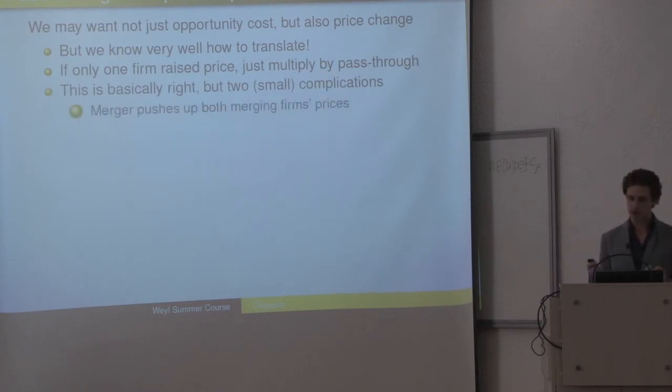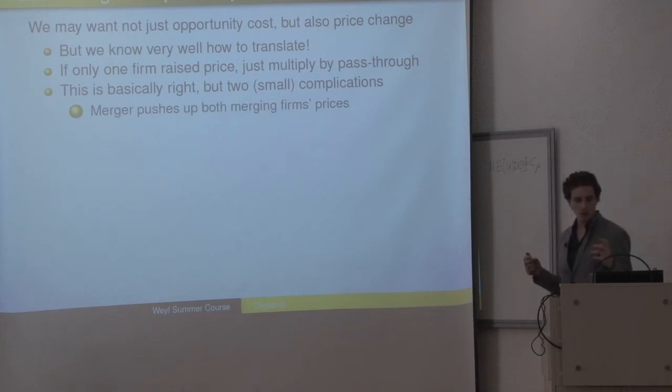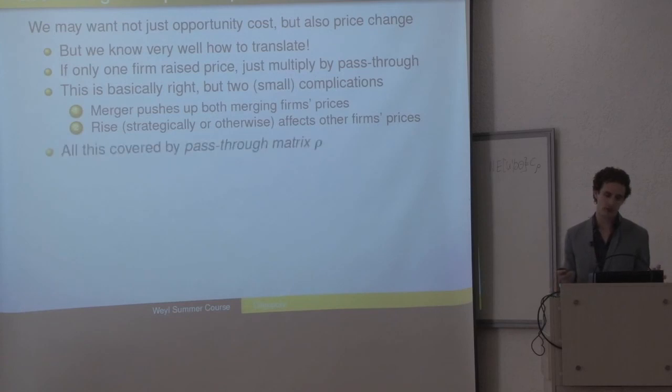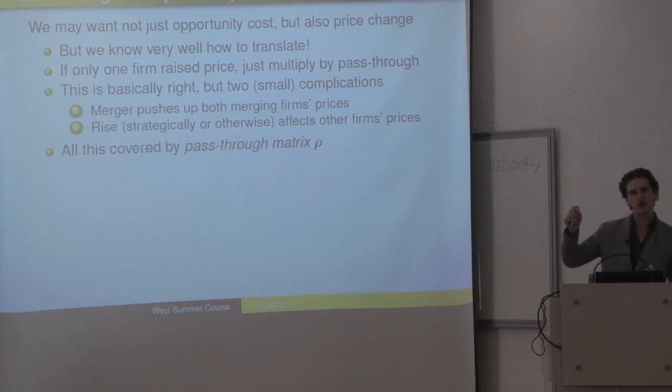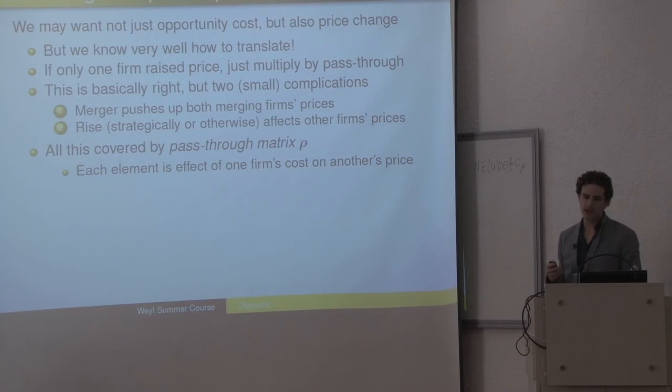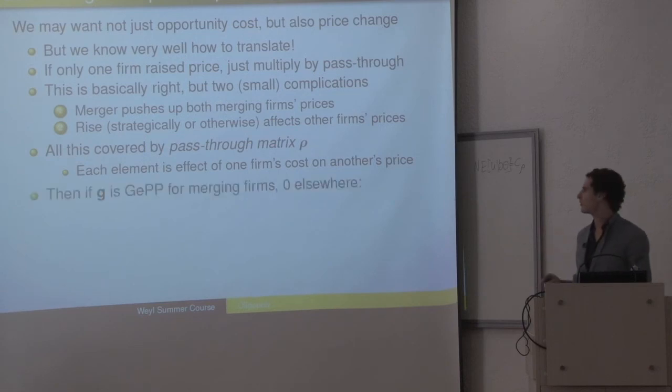There are only two small complications here, which is that when two firms merge, that pushes up the prices of both of those two merging firms, not just one of them. And it may affect the optimal prices for the other firms. So when the costs of these two firms go up, they both go up at the same time, and those changes in their cost may affect other firms' optimal prices. So the way that you deal with this is, rather than having a single pass-through, as we've been talking about, you have a matrix of pass-through rates, which says that as each firm's cost goes up, how do the prices of all the other firms in the industry change? And each element of this says, what's the effect of one firm's cost on another firm's price?